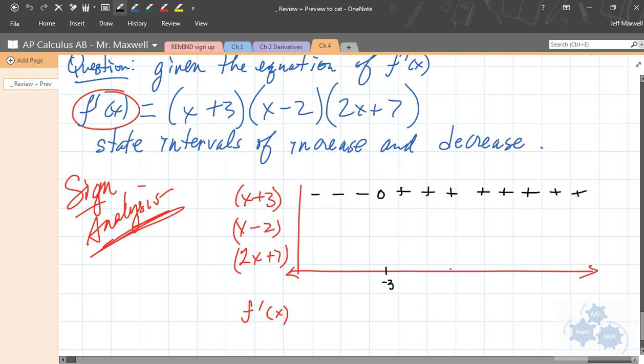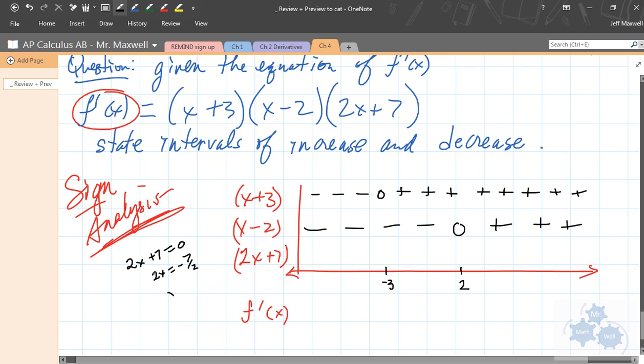We do the same with the other two factors. So let's just put +2 over here. That's going to make this factor 0. So negative ahead of that and positive after. What about this one here? 2x plus 7. Where is the 0 value? There. That might not be as easy to see. Where is that equal to 0? Well, you simply solve it, don't you?